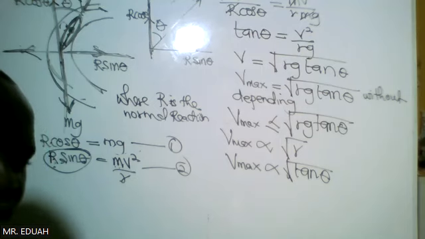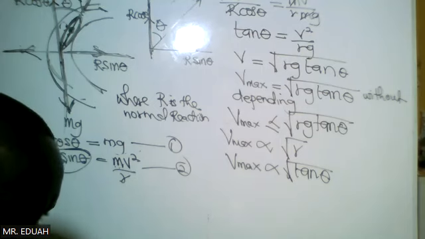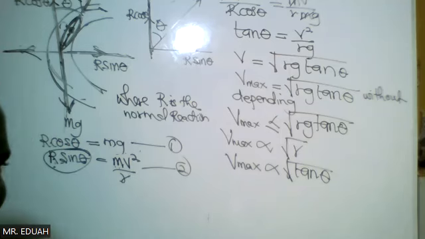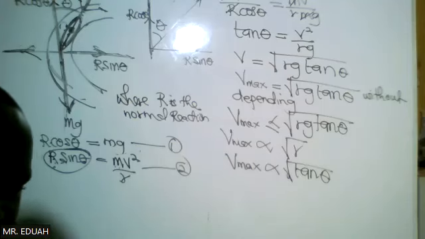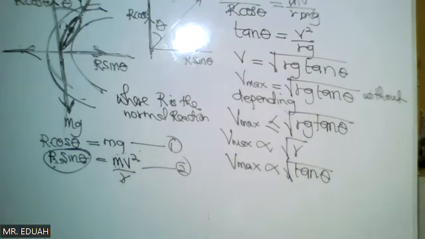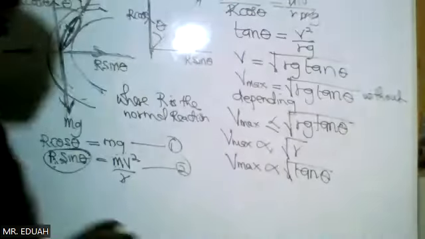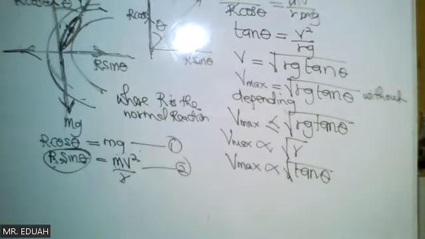So if you are speeding so much and you want to make that sharp turn, then be ready to turn to the level as if you are almost dropping to the ground. This is the whole essence of it. So this is the expression of maximum velocity. The maximum velocity depends on the radius and then the angle of tilt.